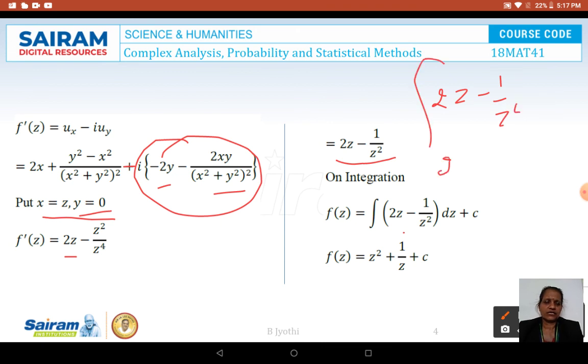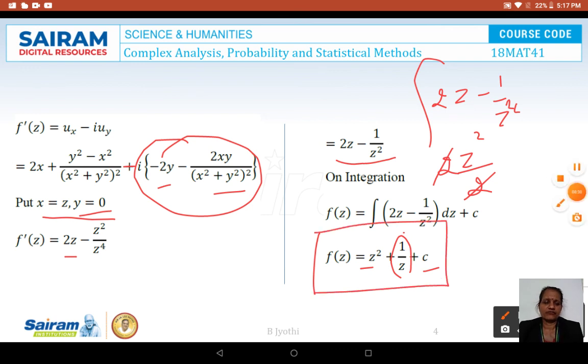So what do I get is 2z square divided by 2. This 2 and this 2 cancel, we get z square. And the integral of 1 by z square will be minus of 1 by z. Therefore, this is what we are getting, plus the constant of integration. This is giving us the required function f of z.